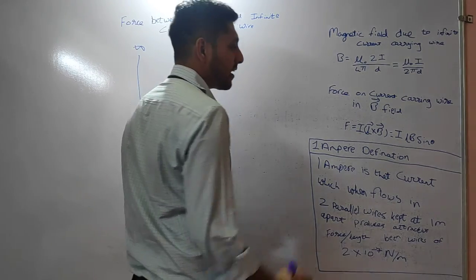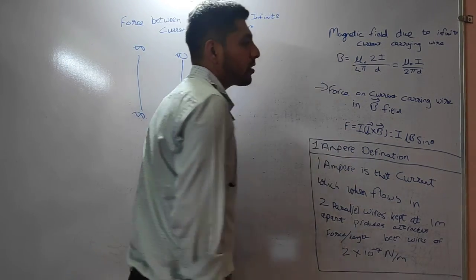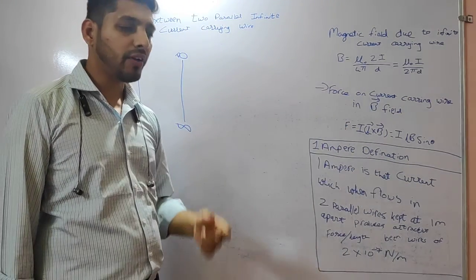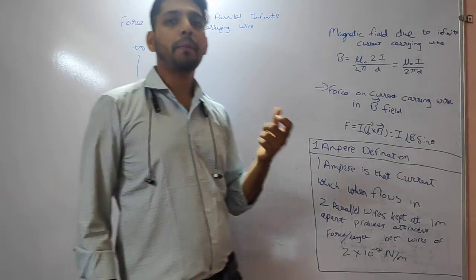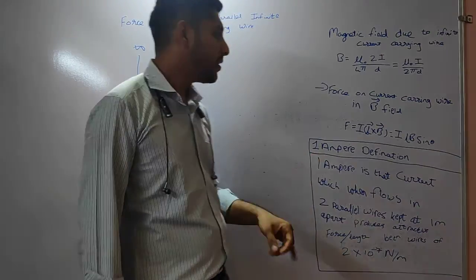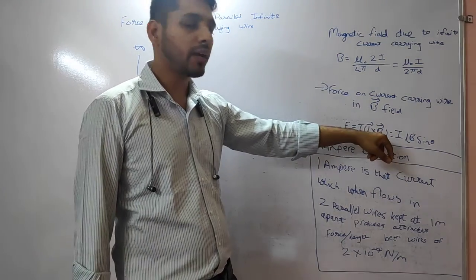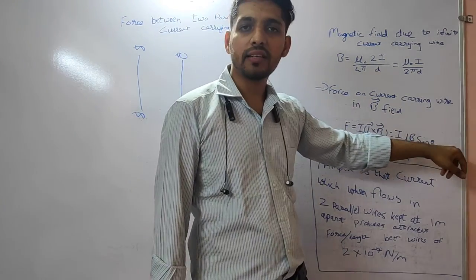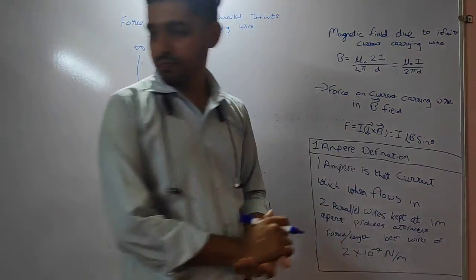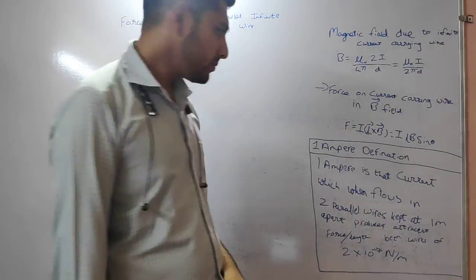And second thing, in the very last lecture we studied force on a current carrying wire in a magnetic field. Whenever a wire is kept in a magnetic field, it experiences some force, and that force was I L cross B. If I remove the cross product, I can write I L B sin theta. Is that clear? Then we'll move ahead now.